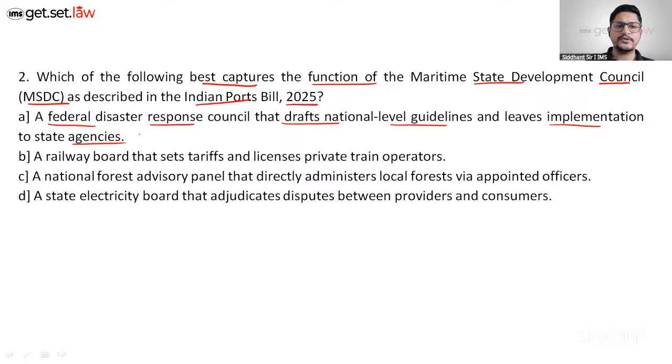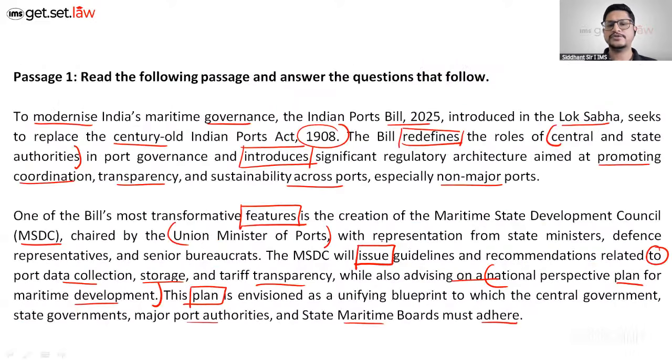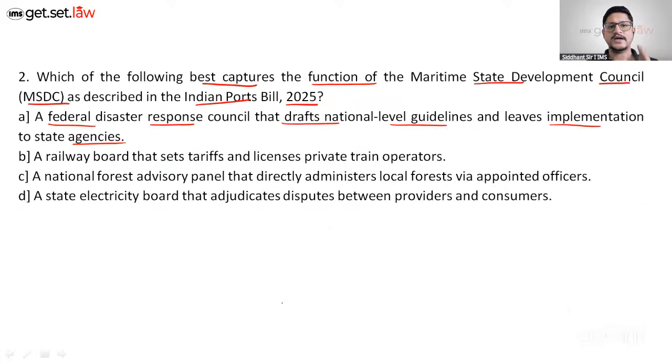Now, if we go back to the paragraph, it clearly mentions that the council has been responsible to issue guidelines, recommendations, advising the plan and the blueprint for the central and the state government. So these are the guidelines. Now they say there is a council that drafts national level guidelines and leaves implementation to the state agencies. Could be the answer, which could be the function.